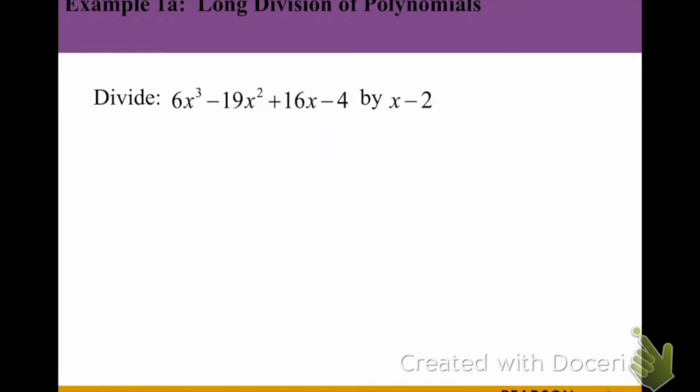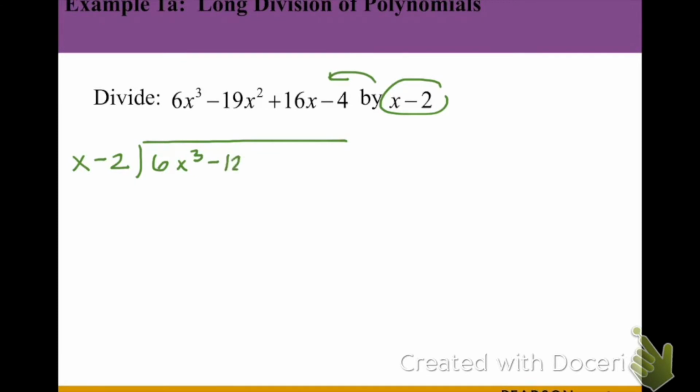Polynomial long division is going to work very similar to that same mechanic. Take, for example, if we wanted to divide 6x cubed minus 19x squared plus 16x minus 4 by the binomial x minus 2. We're going to put that x minus 2 on the outside, and then our larger polynomial on the inside.